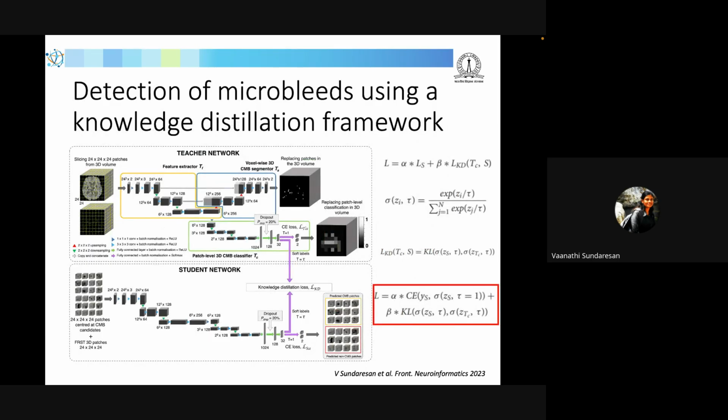So that's why we devise another framework. I'm very sorry for the busy slide; it has a lot of information. The idea here is essentially to distill the knowledge from a more complex network. We call it the teacher network, and then there is the student network.